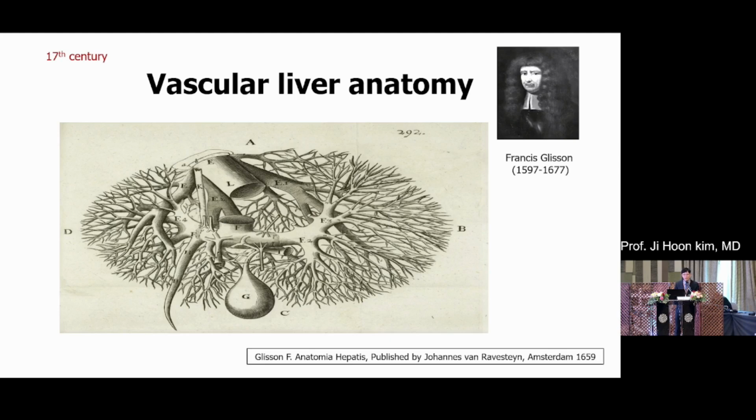After that, Glisson, in the 17th century, first described the vascular liver anatomy. This study was made by dye injection. The dye used was colored milk, and this was the first dye injection study, by Glisson.